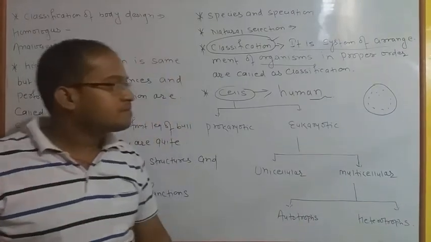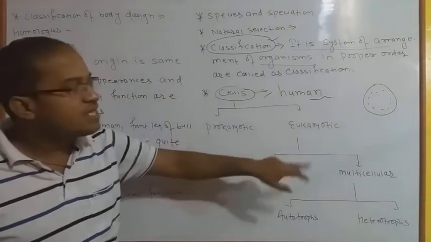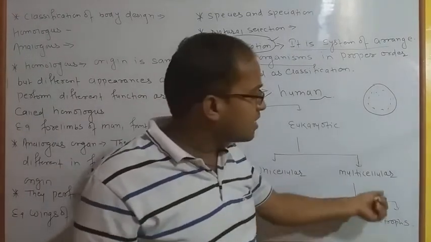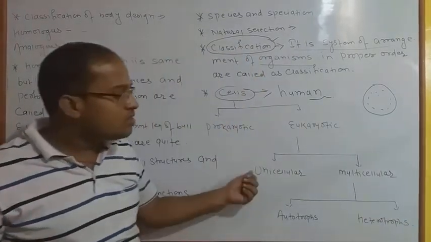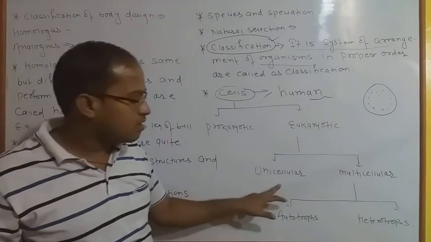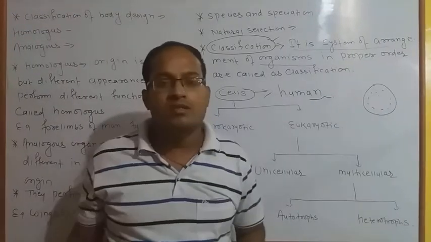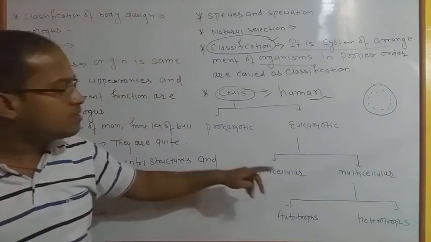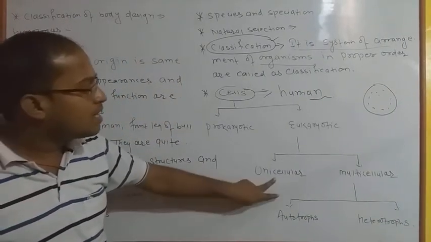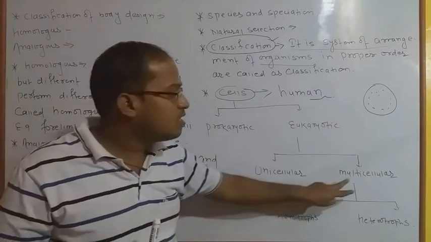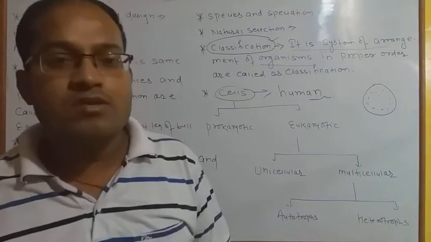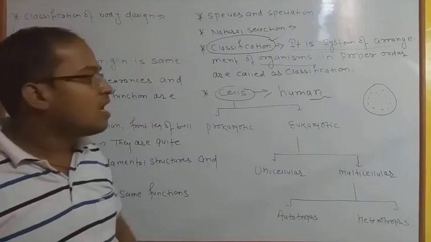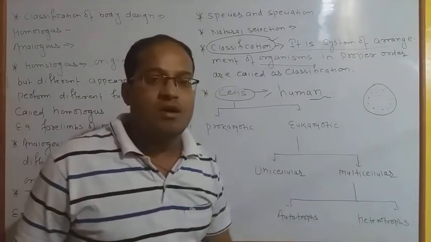After that, eukaryotic cells are further divided into two parts. The first one is unicellular and the second is multicellular. Unicellular, I am telling you again, means those organisms which form their own bodies by a single cell. Multicellular organisms are those whose body consists of different types of cells.